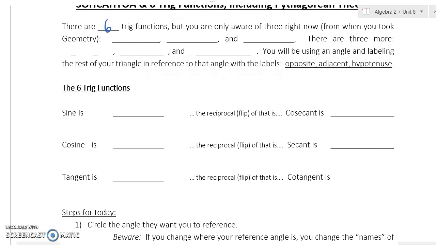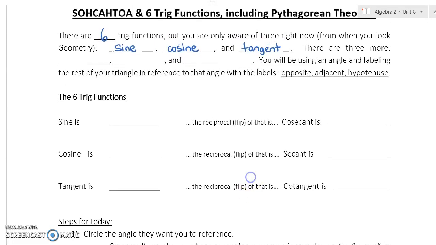You might only be aware of the 3 that you saw in geometry. So it was sine, cosine, and tangent. And in Algebra 2, we're going to be talking about the next 3. And so the reciprocals of these functions. So we have cosecant, we have secant, and cotangent.